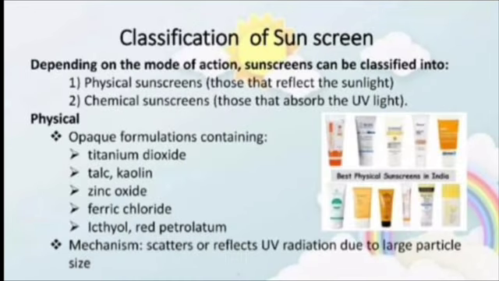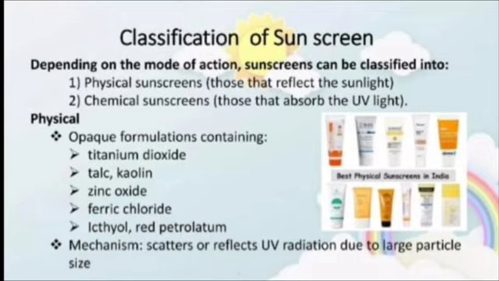Classification of sunscreen. Sunscreen is classified into two types, that is, physical sunscreen and chemical sunscreen. The classification is done according to their mode of action. Physical sunscreen: the mode of action of physical sunscreen is that it will reflect or scatter the UV radiation. This process happens due to the large particle size of the compounds.